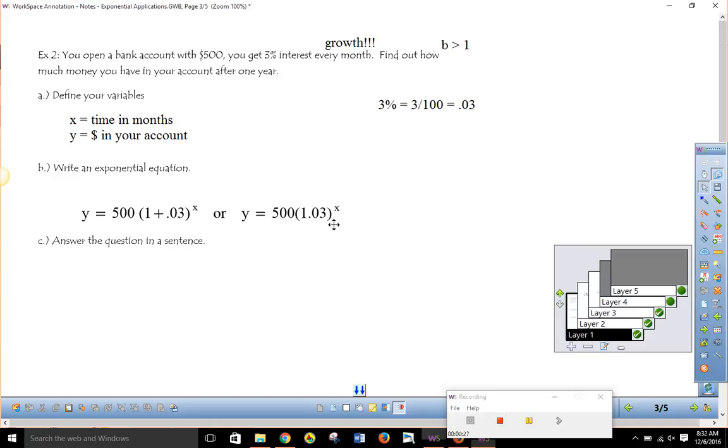So I have 103%. And you can actually give me either one of these answers. If you left it like this, it would be marked correct. And if you added them together, it would be marked correct. So just kind of a nice little notation for yourself, okay?